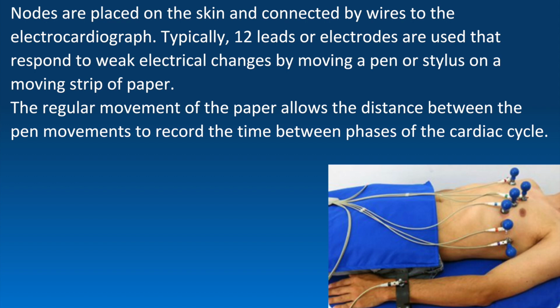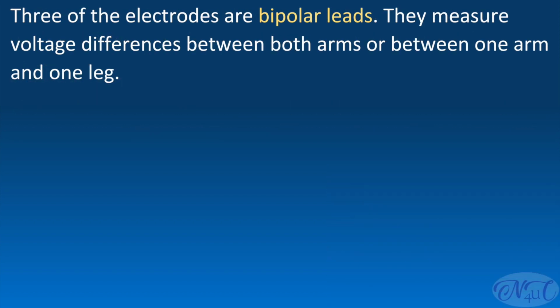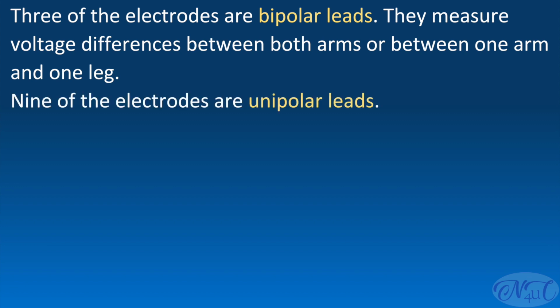a moving strip of paper. The regular movement of the paper allows the distance between the pen movements to record the time between phases of the cardiac cycle. 3 of the electrodes are bipolar leads. They measure voltage difference between both arms or between one arm and one leg. 9 of the electrodes are unipolar leads. The total of 12 leads provide a complete picture of the electrical activity of the heart.